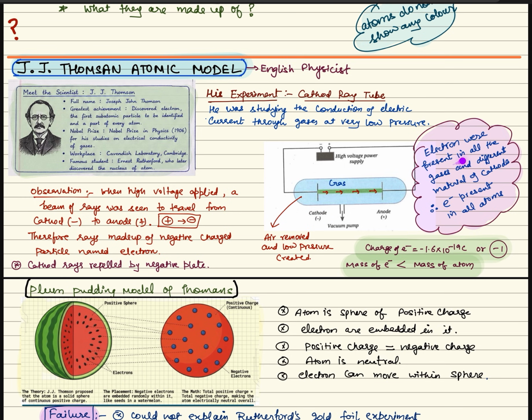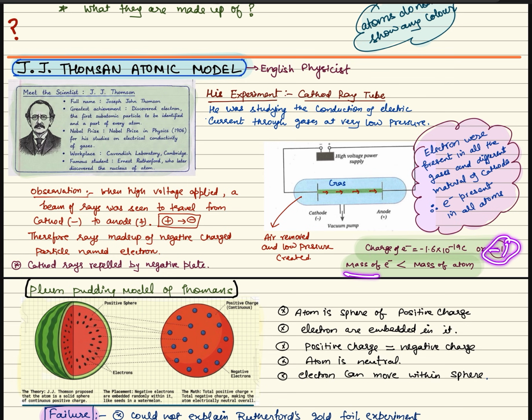Okay, so electrons are present in all the gases and different materials of the cathode. Okay, because all the material has a cathode, isn't it? And all materials are made of atoms. So this is how electrons are present in all atoms. Okay, and the charge of an electron is minus 1.6 into 10 raised to minus 19 coulomb, or you can say minus 1.